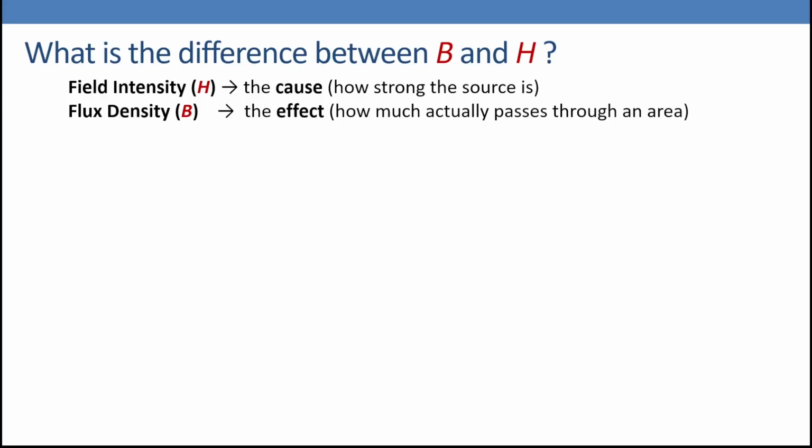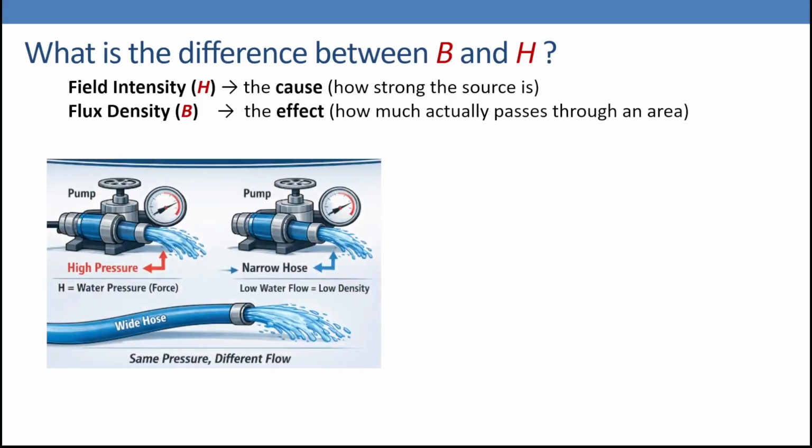So let's take an example of a water hose, with a pump connected to push the water through it. This is the pump, and that one is the hose. H is how hard the water is being pushed by the pump, which is the pressure. So H is the water pressure here, representing the force. If we have different hoses, one narrow and the other wide, then for the narrow one we have low water flow, low density, so that is low B. But if we have a wider one, we have a higher B.